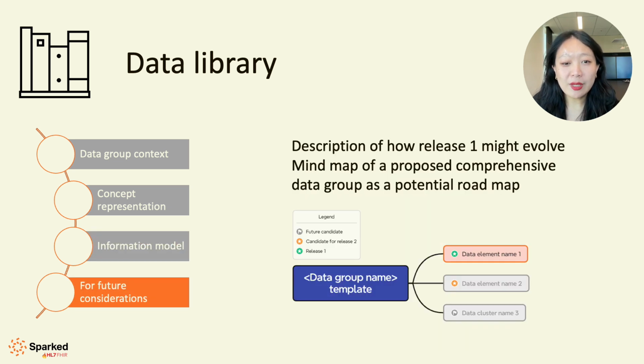And then a "for future consideration" section, which is a description of how the data group might evolve towards future releases. Specific considerations may be highlighted and issues that may have been identified as controversial, requiring further investigation and discussion. A mind map of a proposed comprehensive data group, considered a potential roadmap for future AUCDI releases and clinical information system evolution, is included.